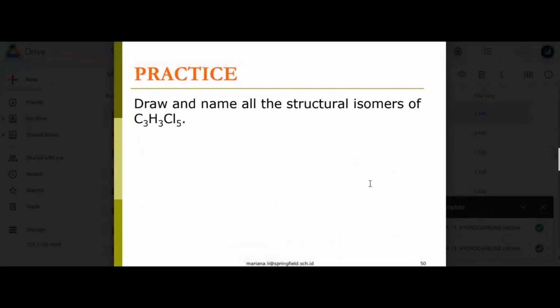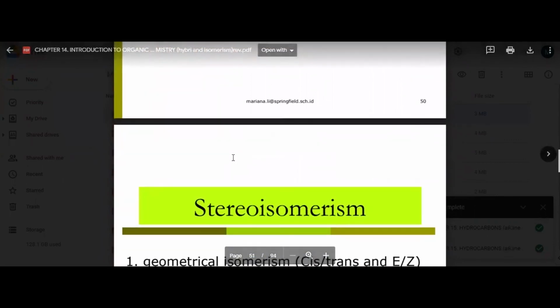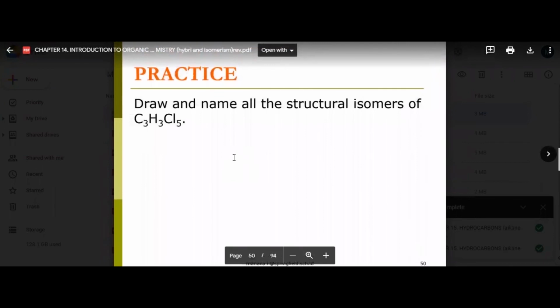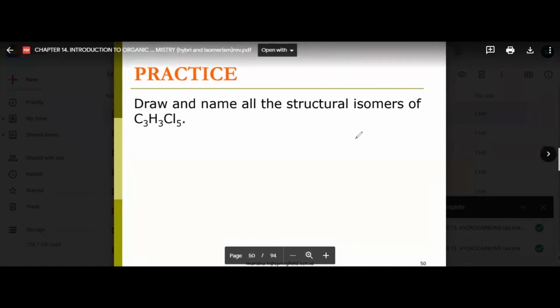How about this? Draw and name all the structural isomers of C3H3Cl5. Okay, this is the last question. After that, we will move to stereoisomerism in the next video. Please try this, please pause the video. Okay, let's discuss how many isomers you found. I found 5. Okay, you found less than 5? Okay, let's draw the structure.